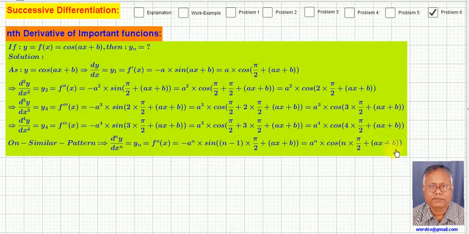Okay. In my next video, I will solve some numericals based on these nth derivatives, finding nth derivatives and successive differentiation. So please follow my videos.